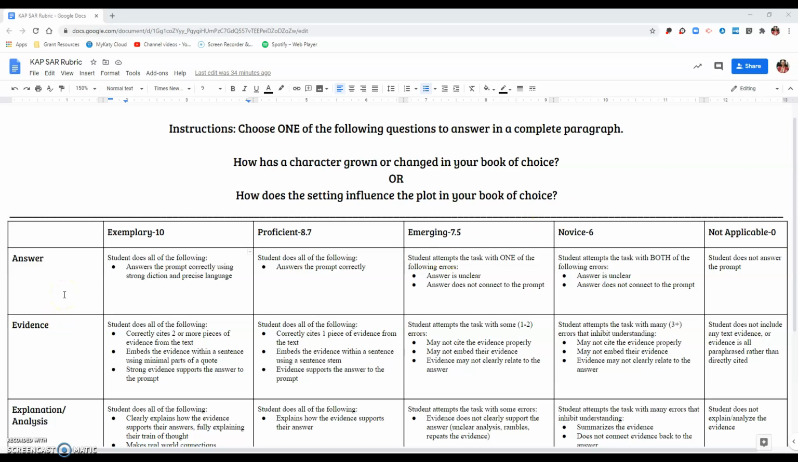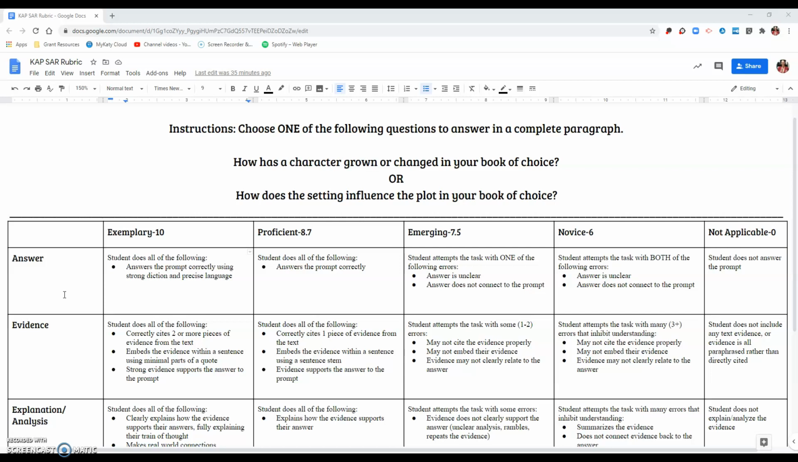So let's start. I'm using a lot of words that we haven't talked about yet. So let's start from the beginning. Each rubric is going to include instructions. This is your writing prompt. So the instructions here are to choose one of the following questions to answer in a complete paragraph. This outlines what is expected of you. What are you writing about? So how has a character grown or changed in your book of choice? Or how does the setting influence the plot in your book of choice? You can choose one of those to write about, whichever one you feel more confident in writing.